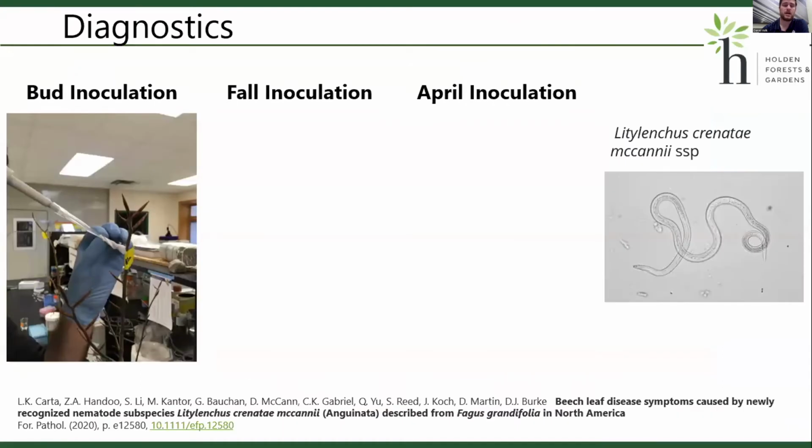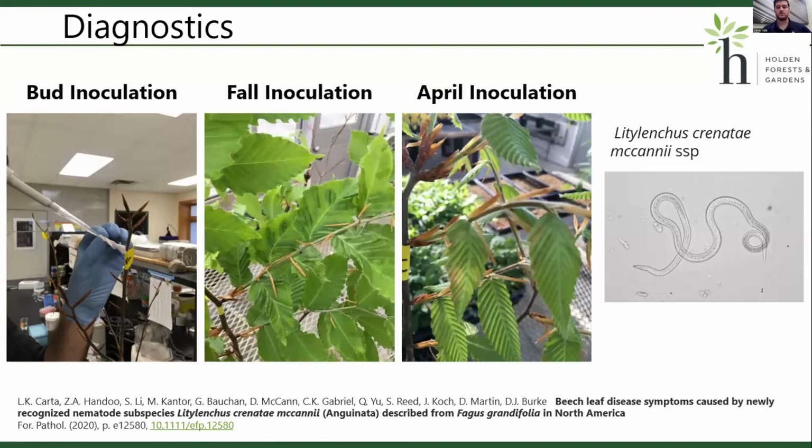And then her in combination with David Burke at Holden Forests and Gardens, they have done these bud inoculations where essentially we were able to grab out thousands of these nematodes from heavily affected leaves, put them into a water solution, and then inoculate them into buds before leaf out. So they did both a fall inoculation and an April inoculation just before leaves emerged. And both were able to get beech leaf disease symptoms. Not quite as clear in the April inoculation, but you can still see some banding here on these leaves.